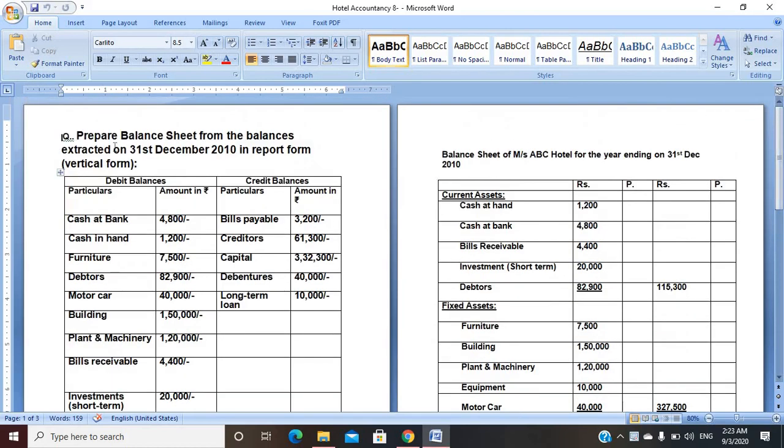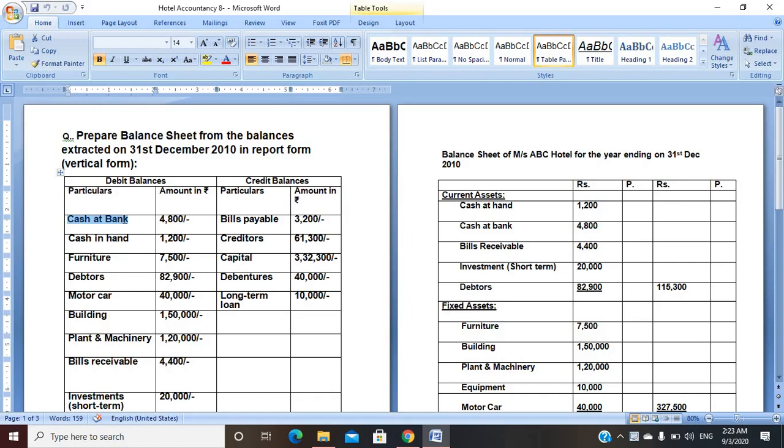Okay, students. So, second question we have to prepare a balance sheet from the balances extracted from 31st December 2010 in report form, that is in vertical form. So we have to prepare the balance sheet as per the vertical form. In the question, firstly, the debit balance and credit balance are mentioned. So we have two columns here, particulars and amount, in both.